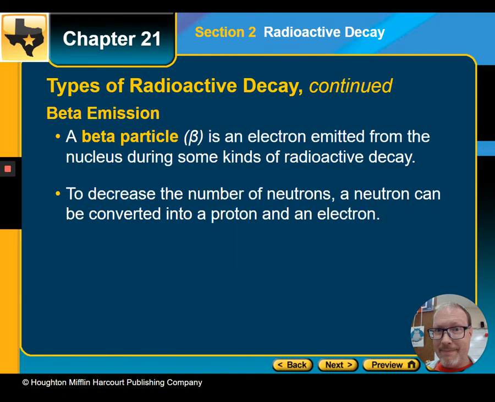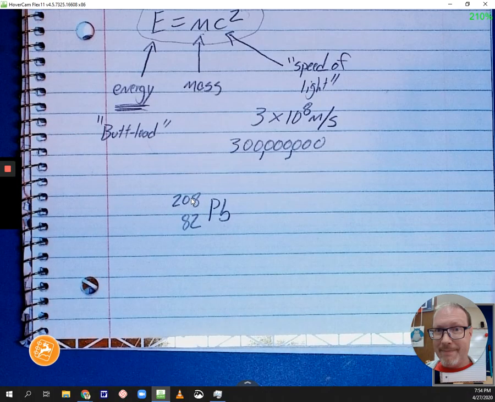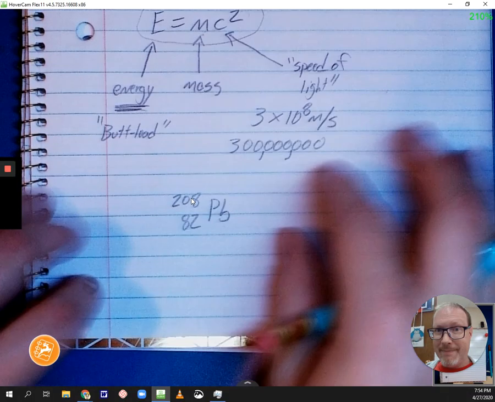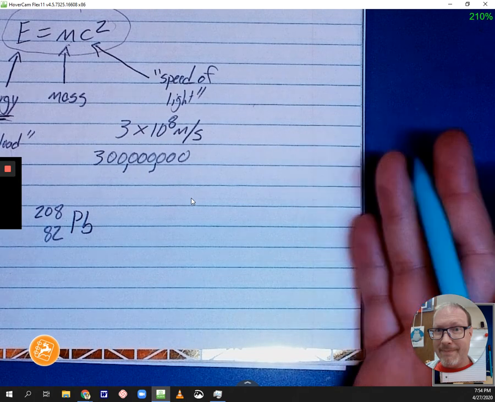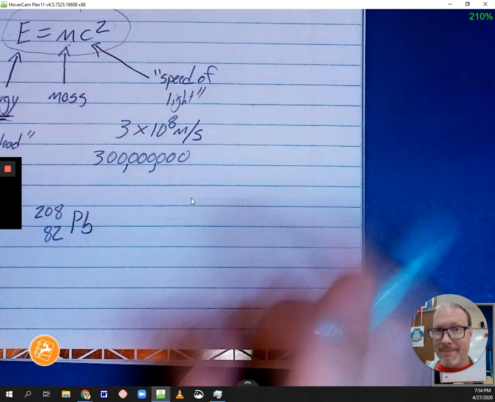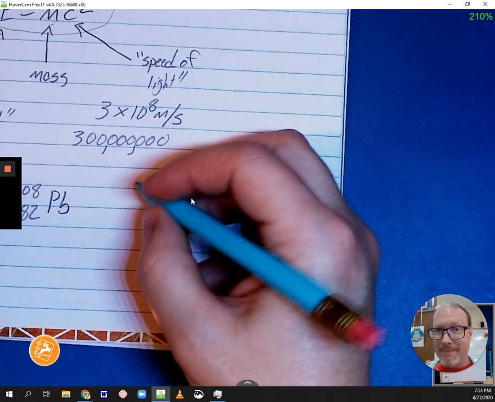Now beta decay, something a little bit different. Now a beta particle, symbolized with this little B that looks like he's got toilet paper stuck to his shoe, that's the Greek letter beta, is actually an electron. Now, I want to talk about this because this is strange. You're like, Mr. King, I thought we were talking about what's going on in the nucleus. We aren't talking about electrons. And you are right. So I want to show you an example of something like this.